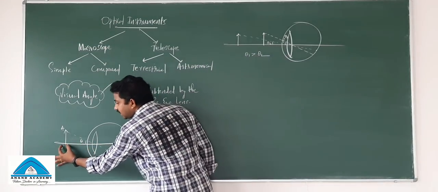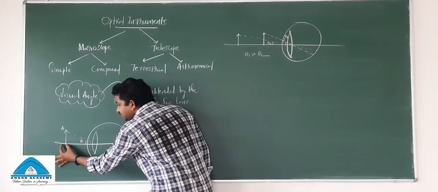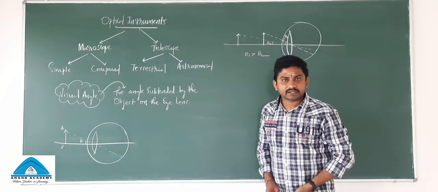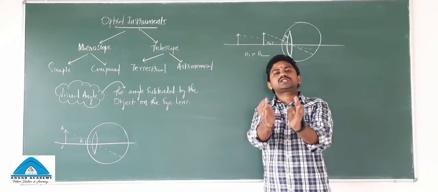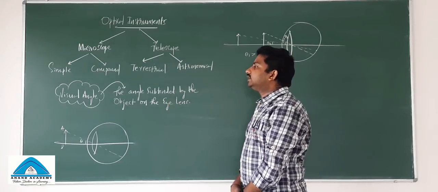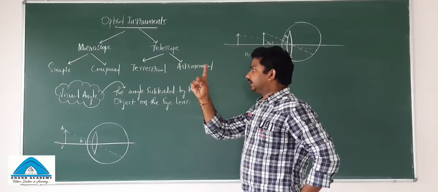Imagine the object is kept here. Visual angle will be different. And if the object is kept here, visual angle will be different. And let's focus on this concept. Imagine I am standing here. There is an object placed here. There is a visual angle, right?